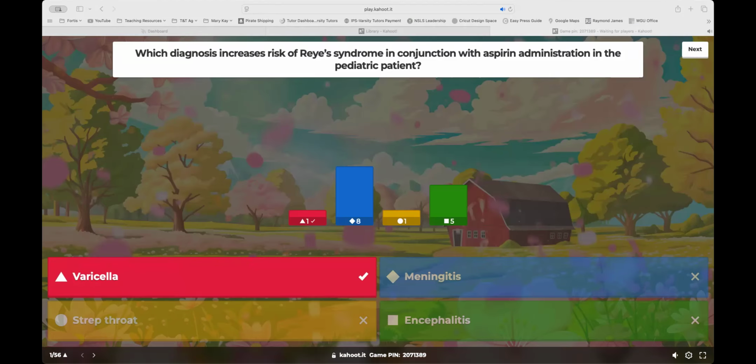So our risk for Reye syndrome, aspirin administration with some sort of a viral illness that gives us those flu-like symptoms. That's going to be a diagnosis of varicella. We've got that chickenpox virus. So that diagnosis is going to increase our risk of Reye syndrome if we use aspirin.